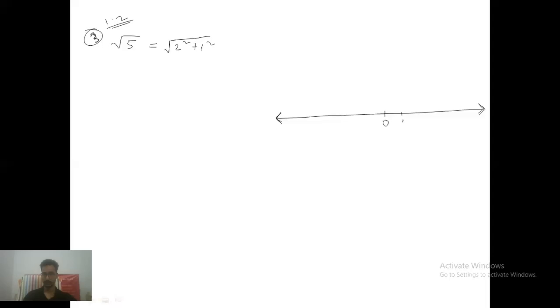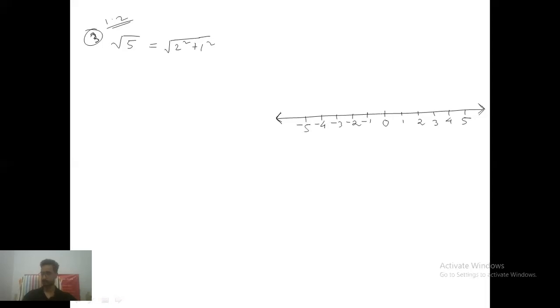Suppose write down 1, then 2, then suppose 3, with the same gap. In your copy, write down the number line having the same gap and taking one gap as 1 centimeter with the help of a scale. Then 3, then suppose 5. Here it will be how much? -1, -2, -3, -4, -5.